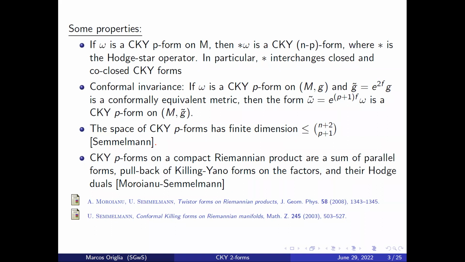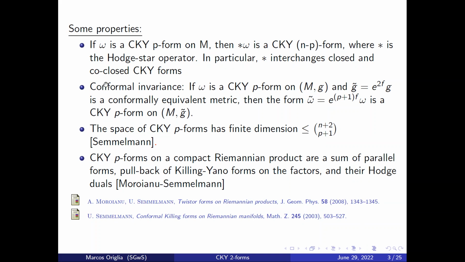Let me just mention some general properties about this equation. For instance, if ω is a conformal Killing p-form, then the star of ω is again a conformal Killing, but now an (n minus p)-form. Here n denotes the dimension of the manifold. So actually the Hodge star operator interchanges closed and co-closed conformal Killing forms. So it's closed by the Hodge star operator.